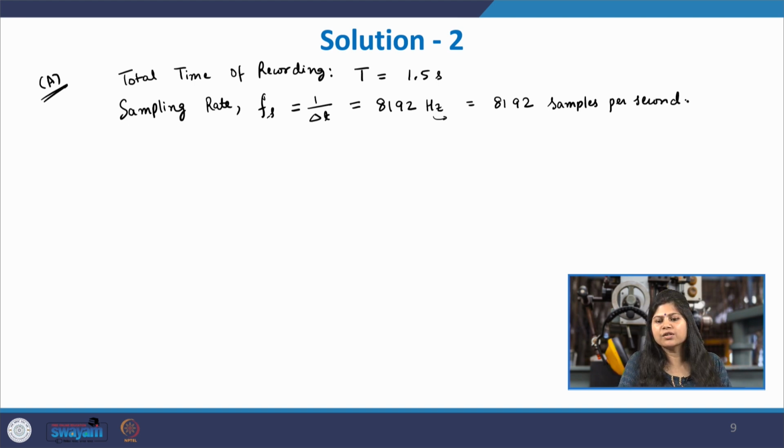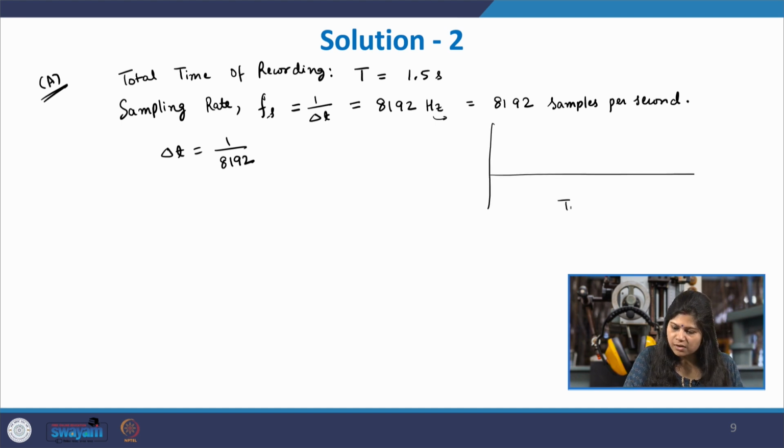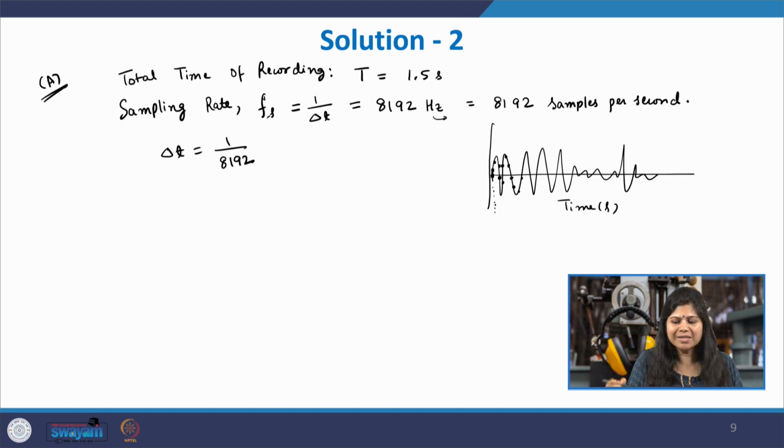So, we are recording 8192 samples per second, and Fs is equal to 1 by delta t. So, delta t you can obtain using this equation, it would be 1 by 8192 for this recording, which means that suppose we have got a certain sound signal, okay, and some signal is there. Then between any 2 points we have the increment which is delta t, and that recording is being done, okay, like this. So, let us say so first question is how many samples are recorded.